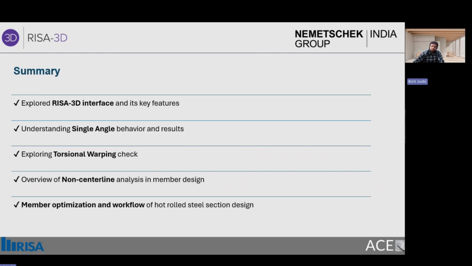And we have also looked at the workflow for designing the hot rolled steel sections, including how to create section sets, design lists, and design rules, and how to use the program suggested design for member optimization.